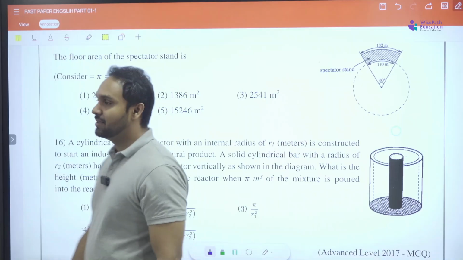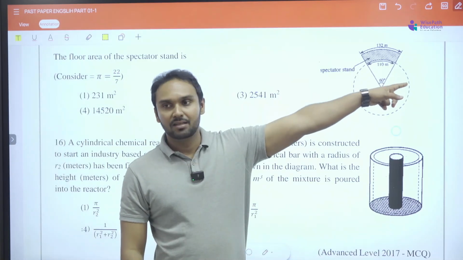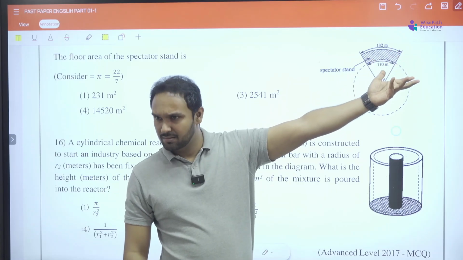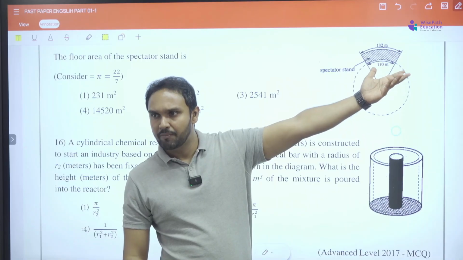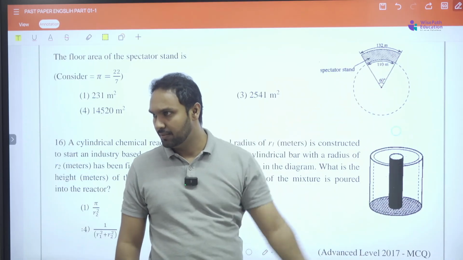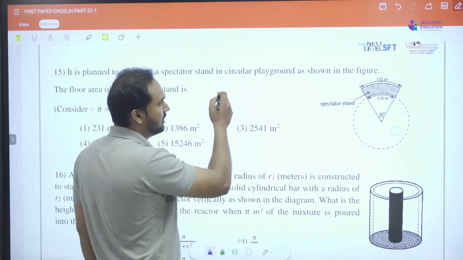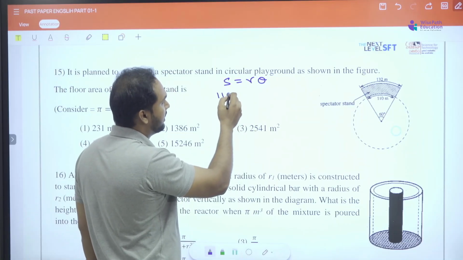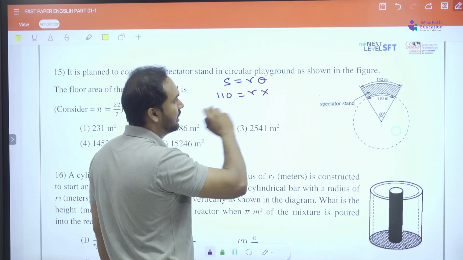Right, so how do you find the R? Because the arc length is given, theta over 360 into 2 pi r, put S equals r theta, easy, isn't it? Because 60 degrees in radians is pi over 3. So if I apply S equals r theta, the S is given 110, R you have to find, theta is pi over 3.